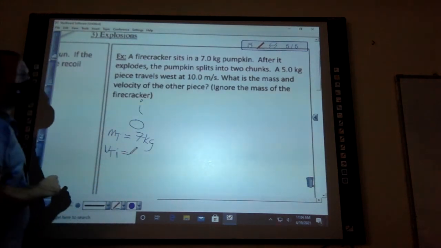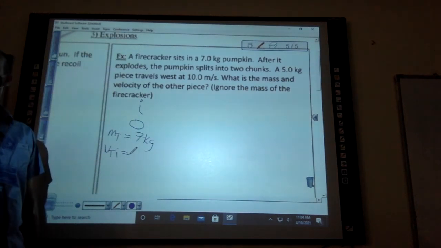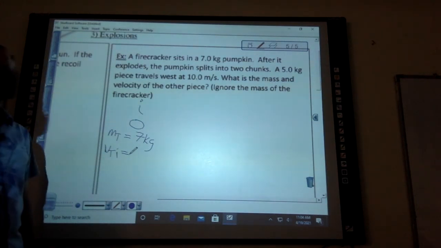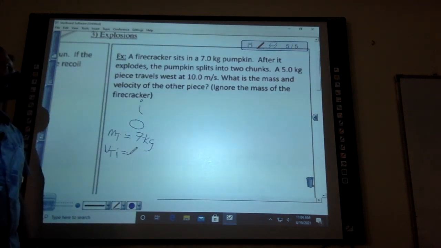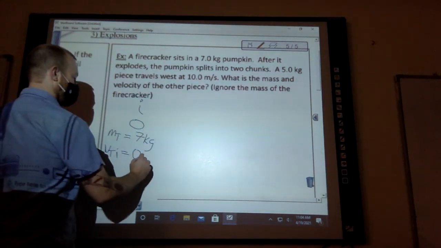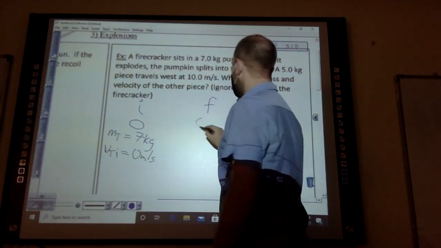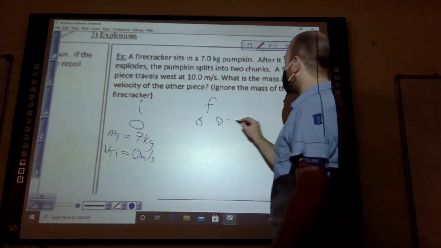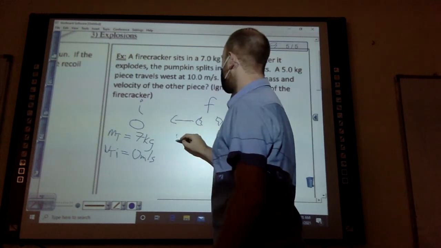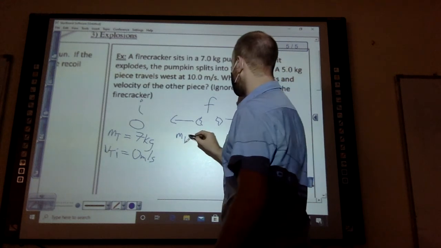Okay, so what's my V total initial? A firecracker is sitting in a pumpkin, so it's 0. Then here go our pumpkin chunks. Let's call this M1, moving west. That's our 5 kilogram piece.